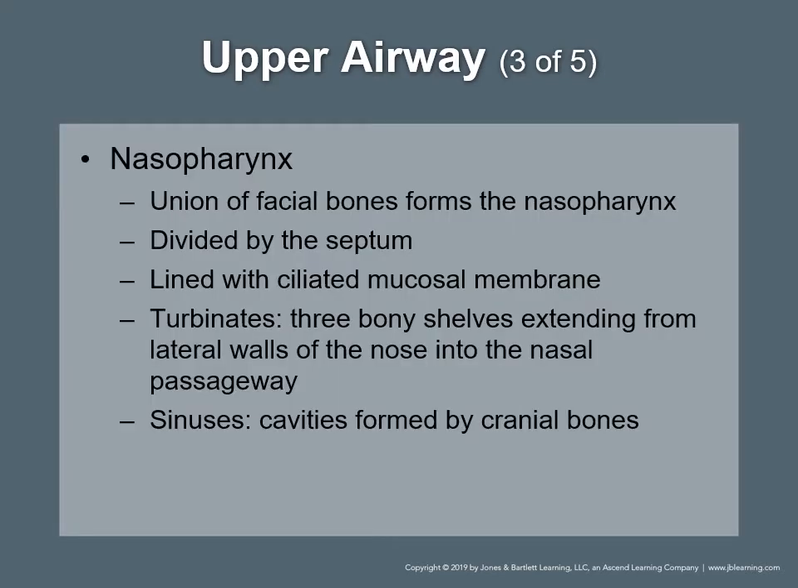The nasopharynx is the union of facial bones that form that. They are divided by the septum. Nasopharynx is lined with a ciliated mucosal membrane. Cilia help move contaminants out of the body. From lateral walls of the nose, 3 bony shelves called turbinates extend into the nasal passageway.